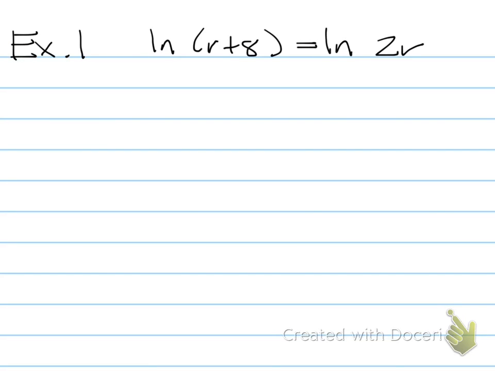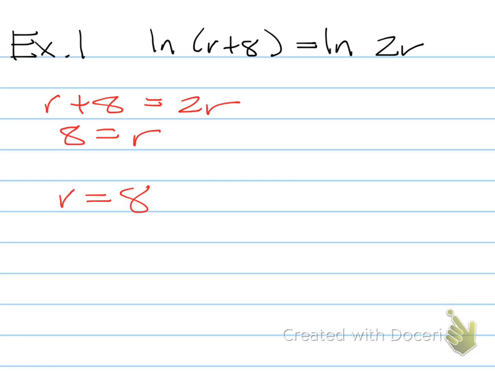Now for this one, we have two natural logs set equal to each other. Since they both have the same base e, we can set what we're taking the log of equal to each other. Solve for r, we get r equals 8.